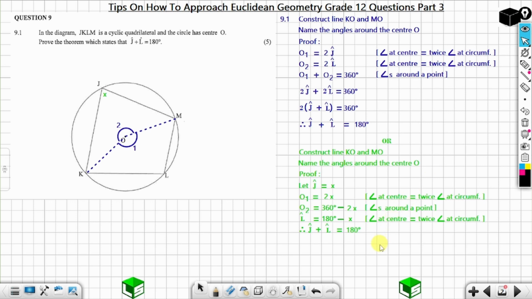Please remember to check lesson 8 of 25 to learn about this theorem. Okay, we are done.